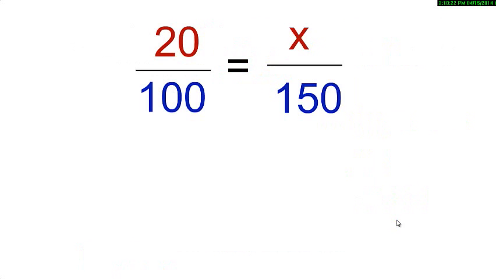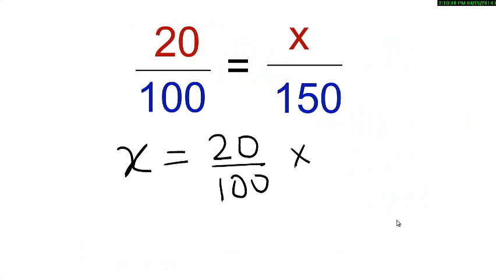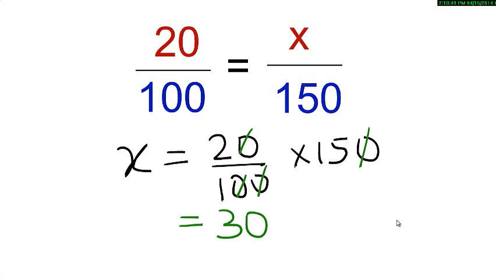This can also be solved as 20 by 100, because 20% is nothing but 20 by 100, is equal to x by 150. So can I say x is nothing but 20 by 100 into 150? So cancelling the zeros, I get x is nothing but 30. Is this the same answer as we got by using our model?